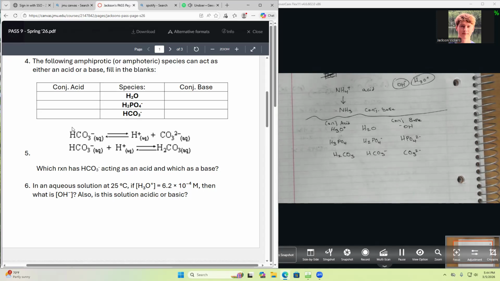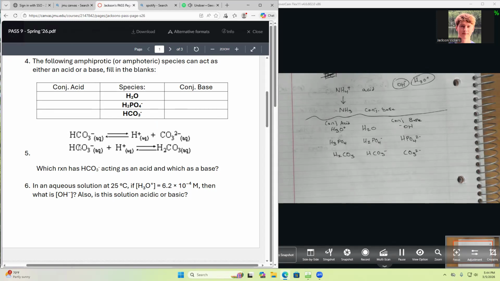So let's start up here. Let's walk through it. We have HCO3 minus going to form H plus and CO3 2 minus. So what did it do from here to here? It lost a proton. So what do we think HCO3 minus is acting as in this top one? Acid. Yep.